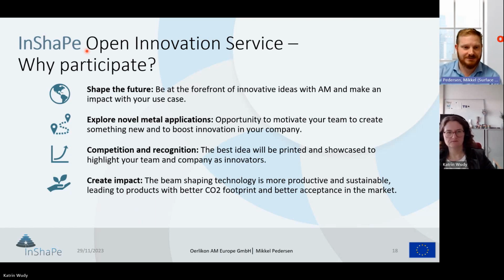We are very interested in exploring additional applications and different challenges from other users, in addition to the 4 that are in the project, to see where the limits are, where the challenges are for this new technology.